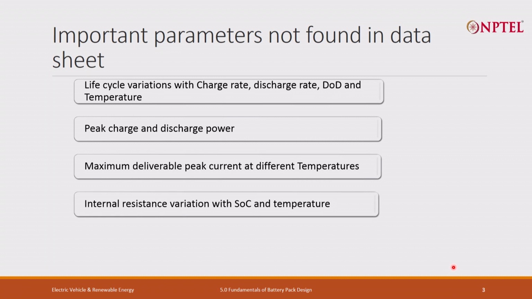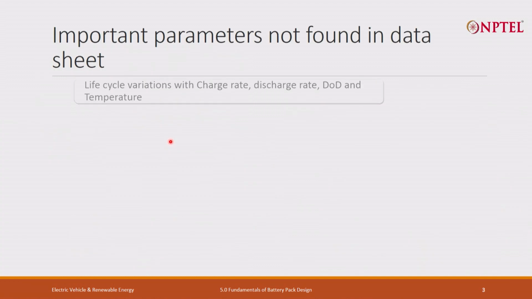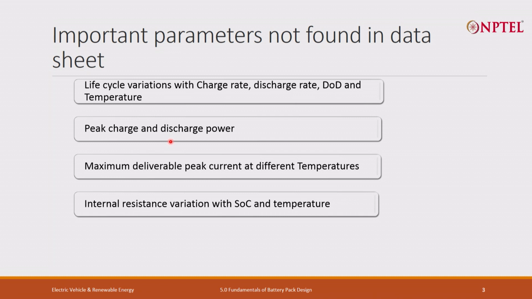The next is the internal resistance variation with state of charge and temperature. If you have seen the data sheet, it says the internal impedance or resistance to be 70 milliohms, but in actual the resistance is a function of state of charge as well as temperature. The cell at higher temperatures will give lower resistance, whereas at lower temperatures it will have higher resistance. Similarly with state of charge, when the cell is at lower state of charge, the resistance is higher, and with increasing state of charge up to 80% SOC, the resistance gradually decreases. So this information is not provided by the manufacturer.